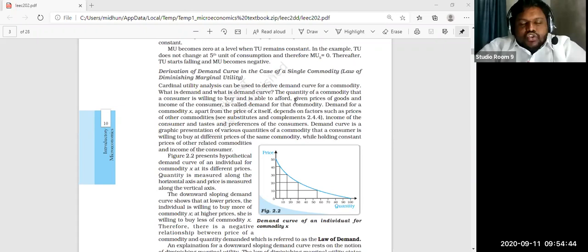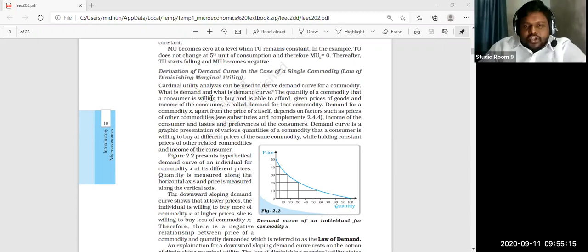What do you mean by affordability? With the money we have, we are able to purchase. That is affordability. If it is not affordable, it means the money with us is not enough to purchase that product. So given prices of a good and income of a consumer is called demand for that commodity. So demand for the commodity is always related with the price of the commodity and income of the consumer. So these two ideas are here.